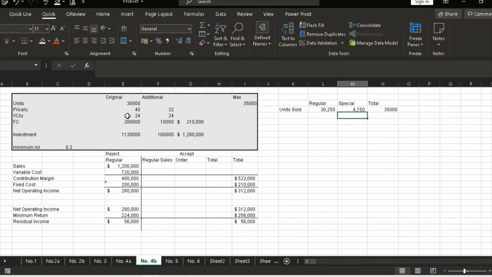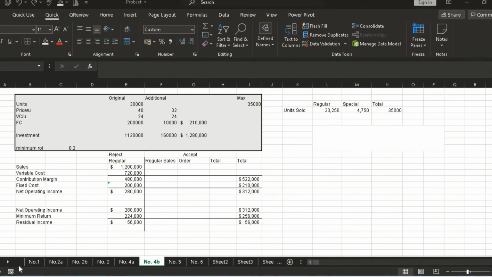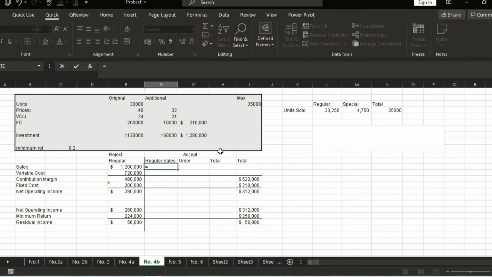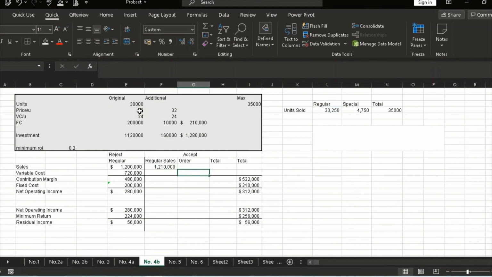We were able to solve that the units to be sold at the price of $32 is 4,750. To check, we are going to compute for the contribution margin using the figures for units sold that we computed earlier. So for the regular sales, we're going to multiply the units sold at $40 by its price. And for the sales for the order, it is 4,750 units multiplied by the selling price of $32.